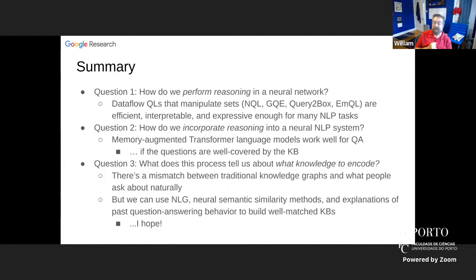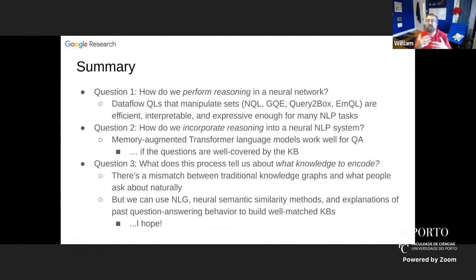And the argument that I've been making is that the right way of doing it is a data flow query language that manipulates sets. So these are efficient, they're relatively interpretable, and they seem to be expressive enough for many NLP tasks, even though they can't handle a bunch of interesting things like transitive closure. They seem to be expressive enough for a lot of tasks.